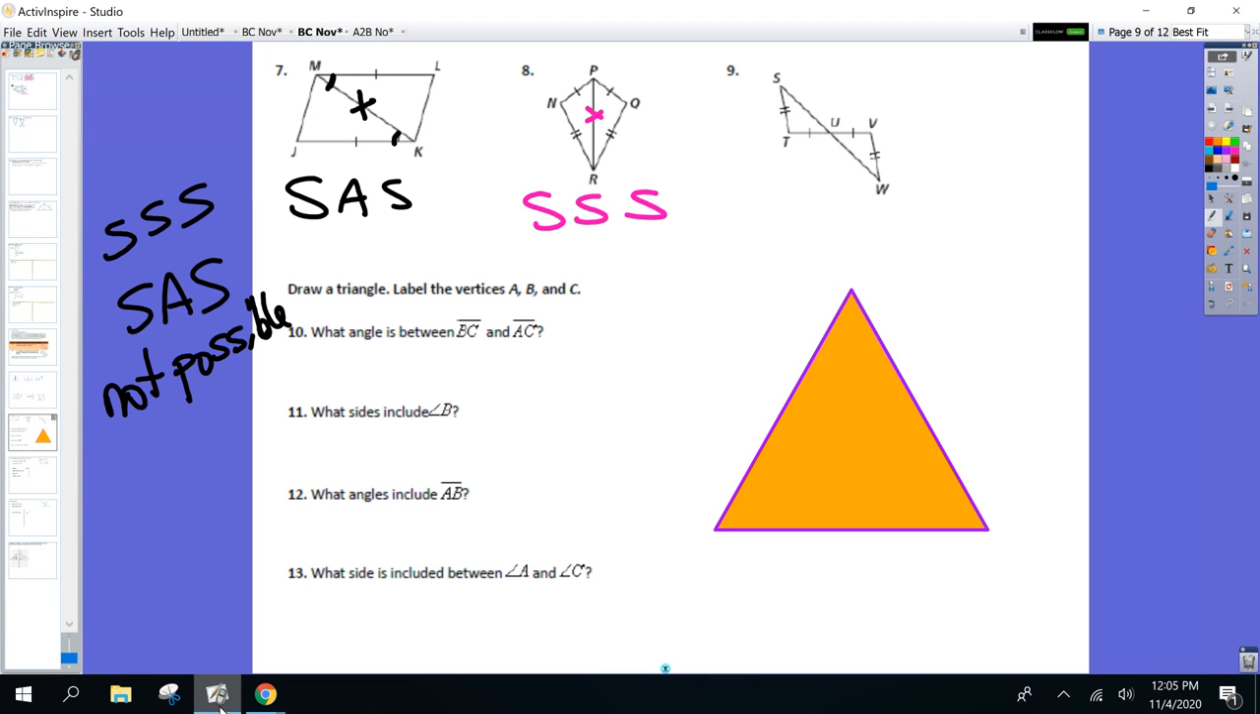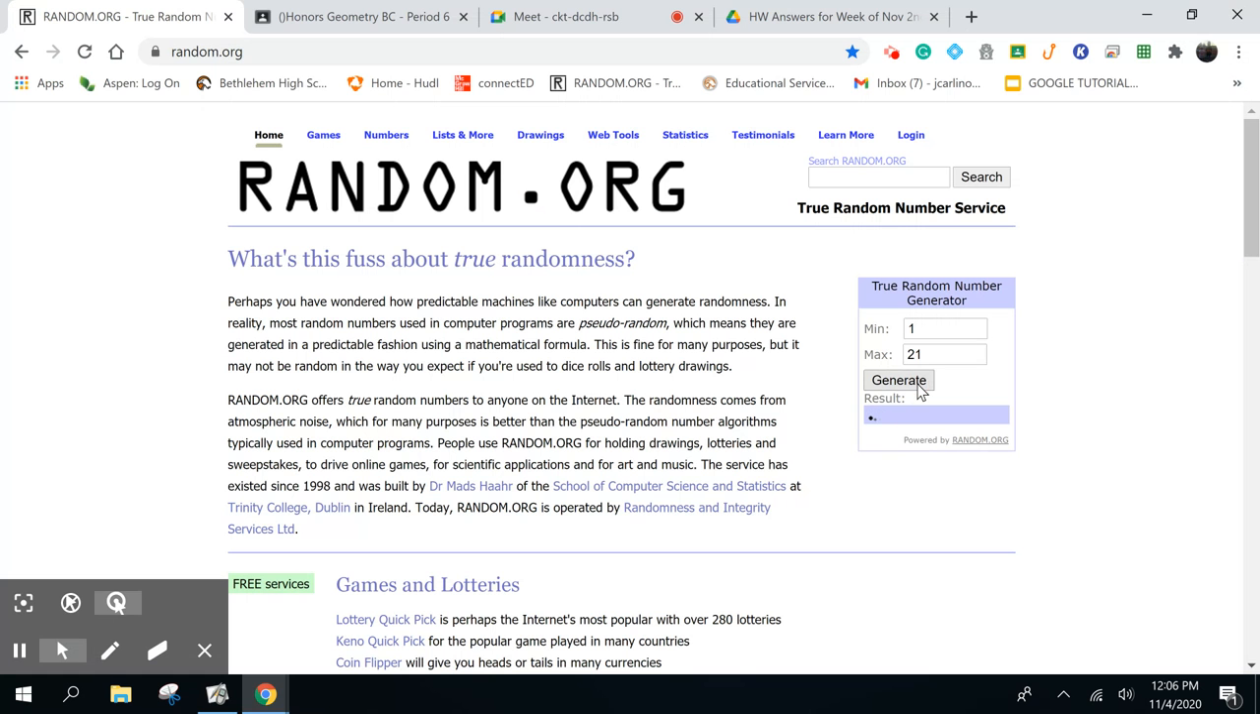Angle SUV and angle VUW. Yep, SUV and VUW. You can mark the vertical angles. That's okay. But any other angles, you leave alone. You can only mark verticals congruent. All right. Side angle side, or not possible here.